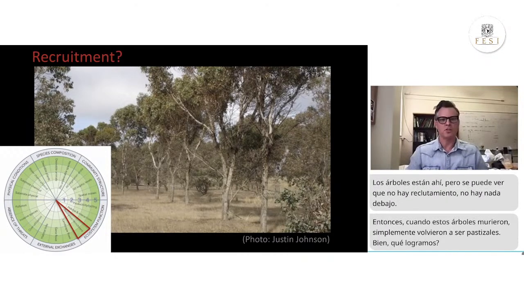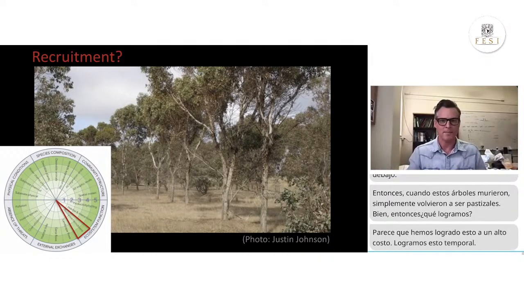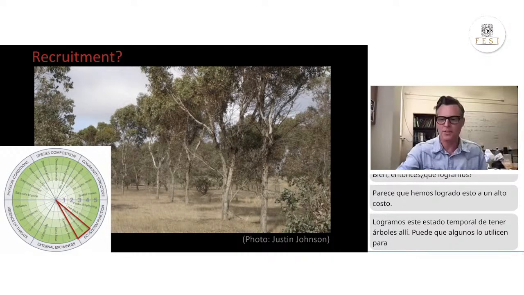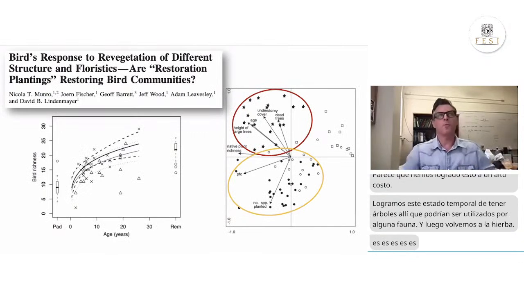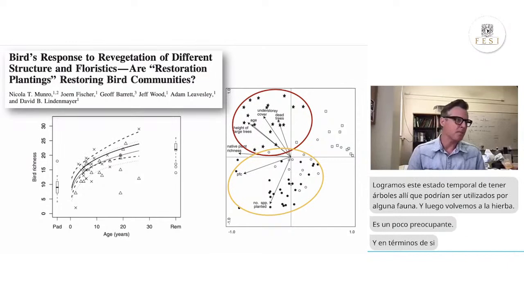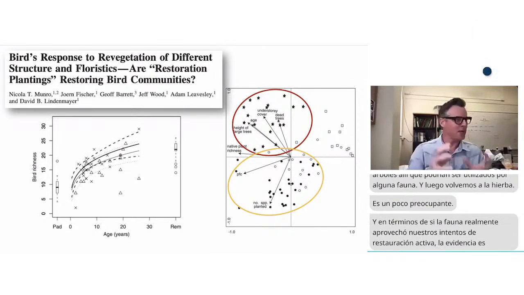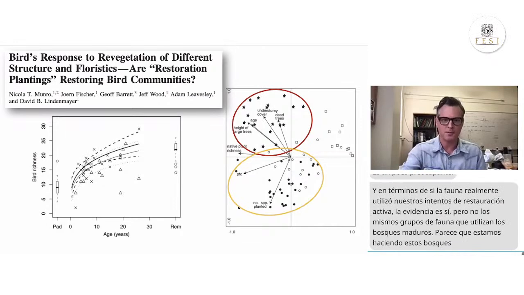It seems like we've achieved, at high expense, this temporary state of having trees there that might get used by some fauna, and then we go back to grass. It's a bit of a worry. And in terms of whether fauna actually use our attempts at active restoration, the evidence is yes, but not the same groups of fauna that use the mature forests. We seem to be making these forests for different suites of species.